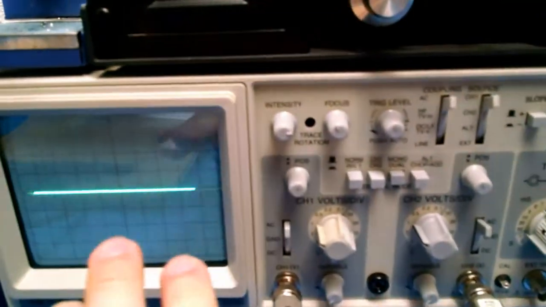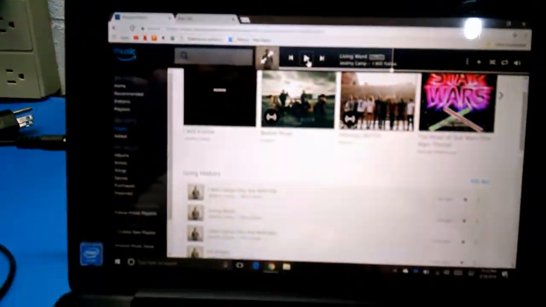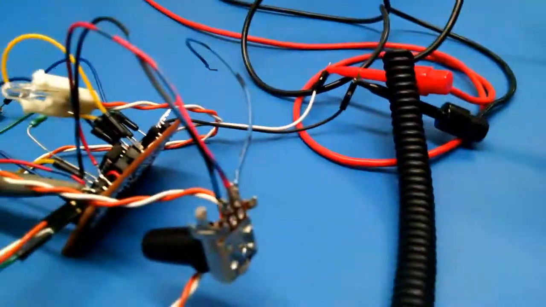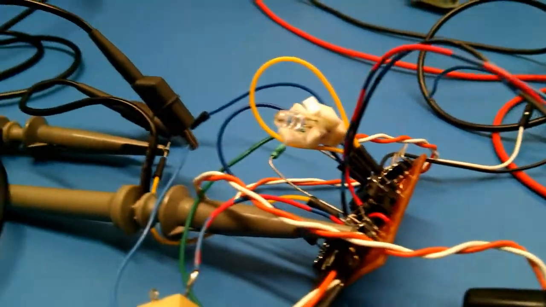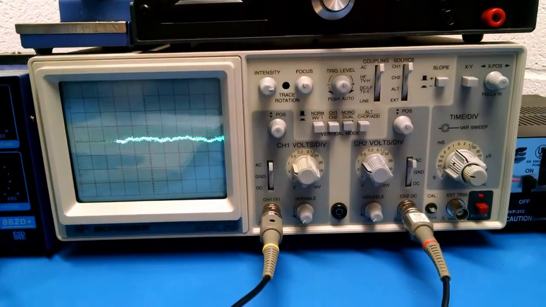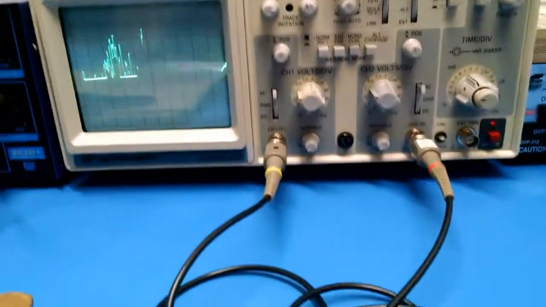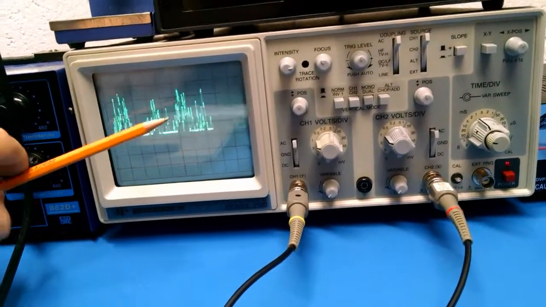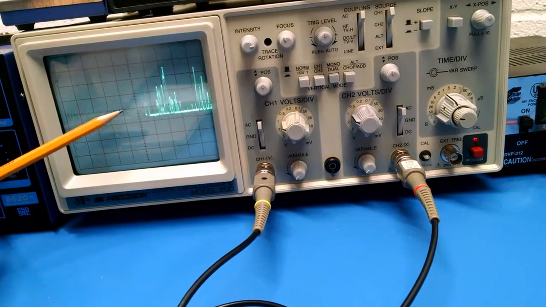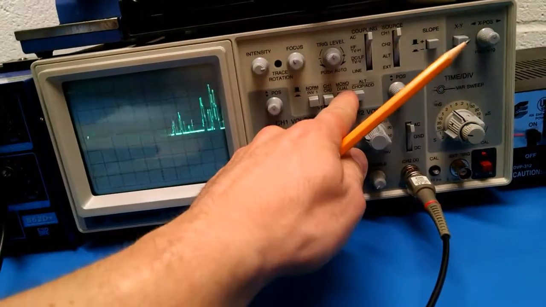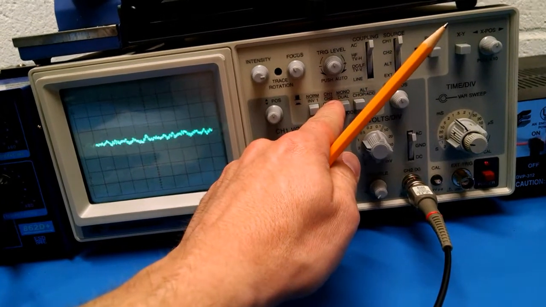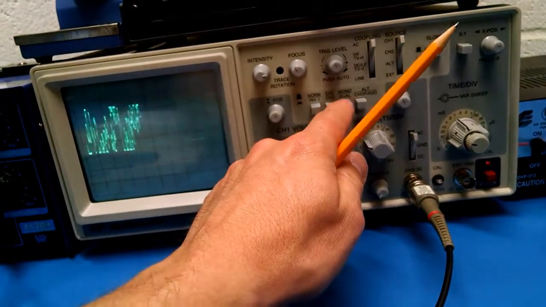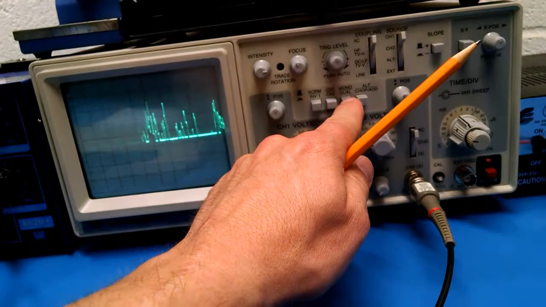This is the input and the output, and we're just going to play some music. So now we're playing our music. The input is this smaller waveform. That's the input, and that's the output.